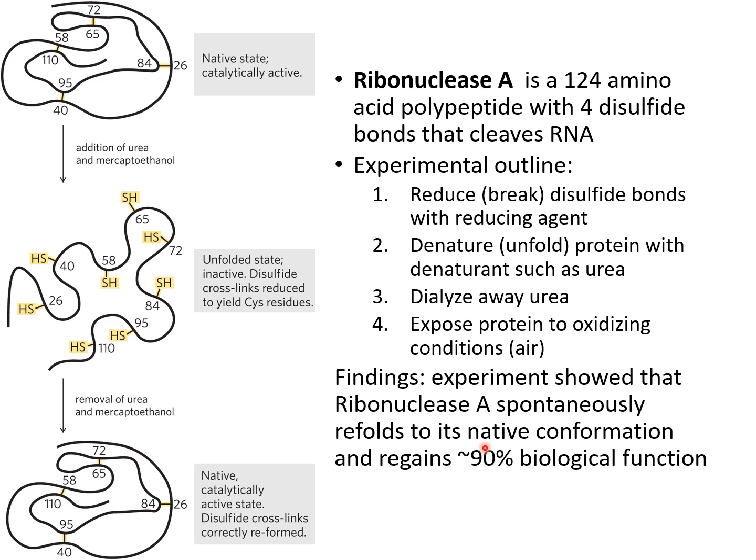He discovered that with this experiment, ribonuclease A in a test tube would spontaneously refold to its native conformation and regain 90% of its biological function. Well, we already gave the spoiler alert. The spoiler alert was the amino acid sequence has all the information necessary to allow a protein to achieve its 3-dimensional native structure. So this experiment showed that, which is why it is considered to be quite seminal.